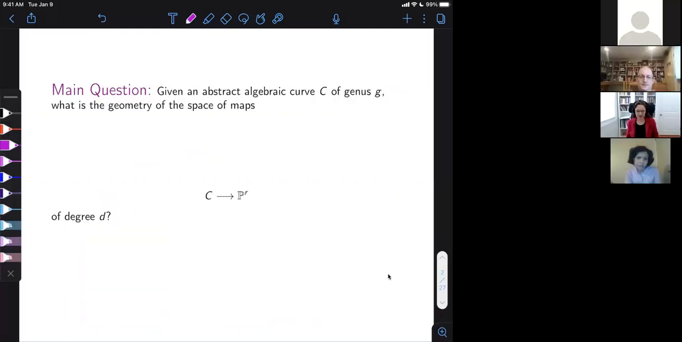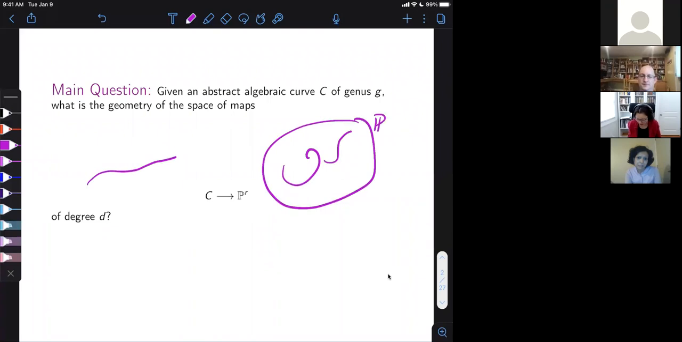Okay, so the basic setup here, the main question, is: given an abstract curve C of genus g, can we understand the geometry of the space of maps of that curve to projective space P^r of degree d? Just to remind you, if I take a general hyperplane, it intersects the curve in d points. That's this other discrete invariant, the degree d. So let's remember how these maps come about, how we parameterize these.